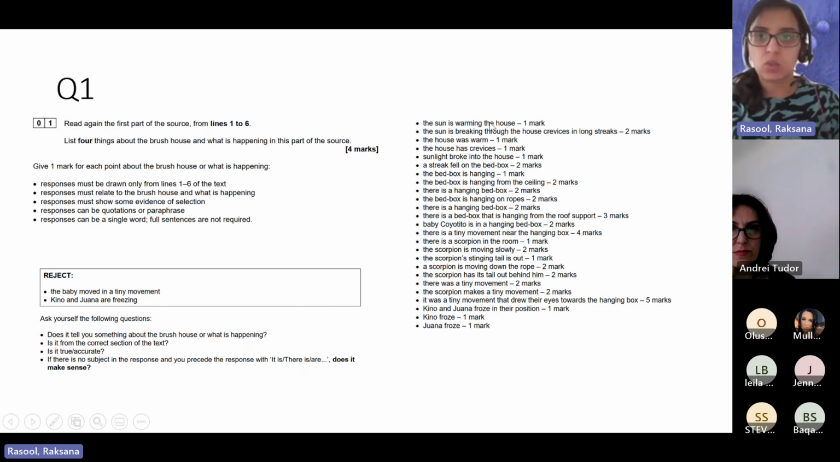You could have said the sun is warm in the house. For 2 marks, you could have said the sun is breaking through the house crevices in long streaks. And if you look at these examples, which you will be able to in your own time, literally these are copied word for word from the text, and you can do that. You know, the bed box is hanging, that's 1 mark. But if you said the bed box is hanging from the ceiling, that's 2 marks. There is a hanging bed box, 2 marks. 4 marks was there is a tiny movement near the hanging box, 4 marks. There is a scorpion in the room, 1 mark.